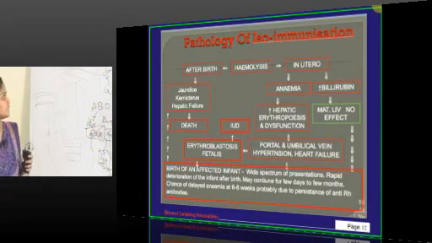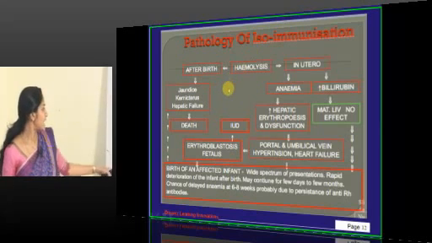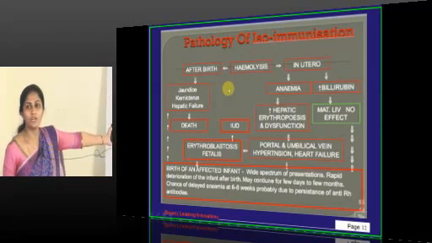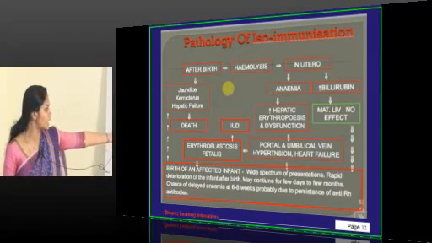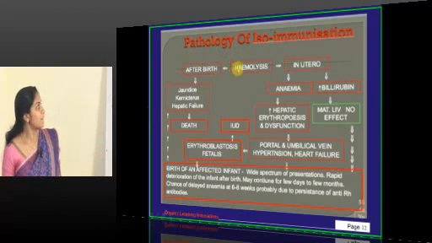What is the pathology in Rh immunization? How is it going to affect the fetus? First thing is, these antibodies that are there in the mother are going to attack the fetal RBCs. So they are going to destroy the fetus's RBCs. So what is going to happen? Hemolysis.